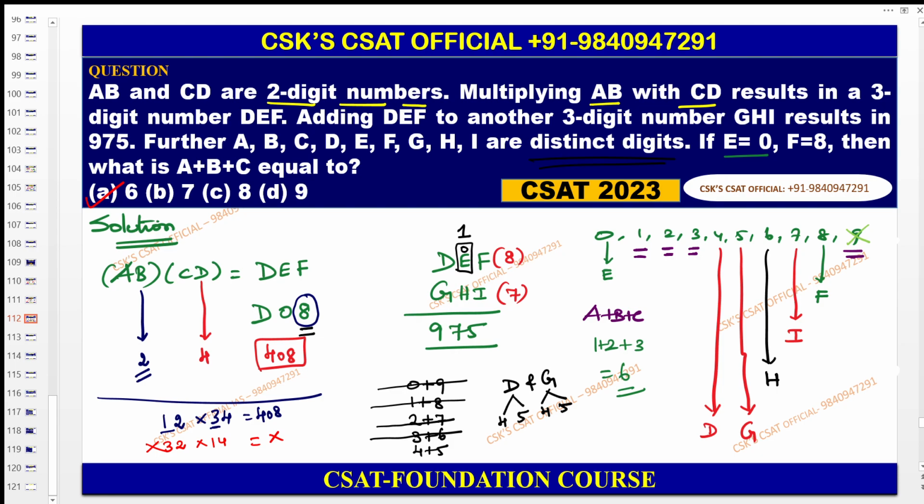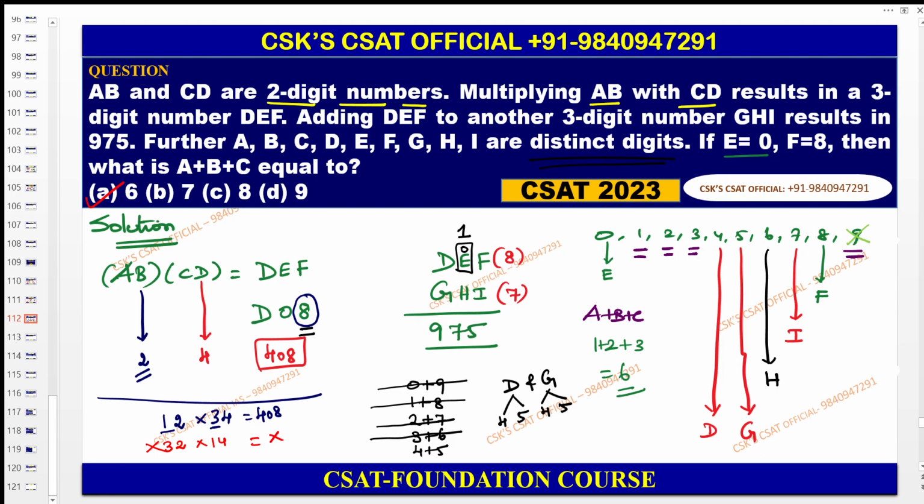Even without doing these things, by seeing the options you have eliminated the 9 completely. The remaining left out digits are 1, 2, 3. They can be assigned for anything, A, B, C. We only need to find the sum. The sum is nothing but 6. Okay, everyone understood? I have discussed it elaborately here.